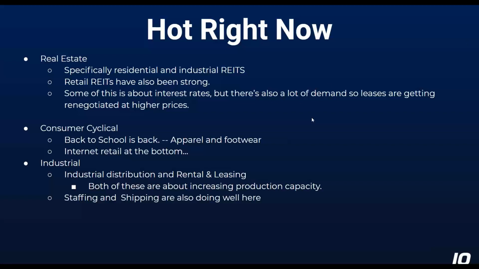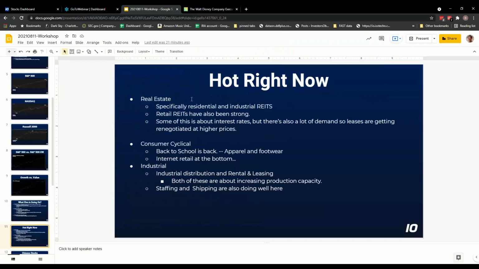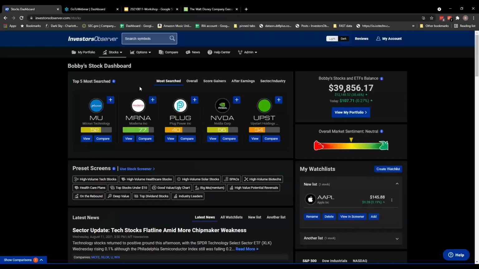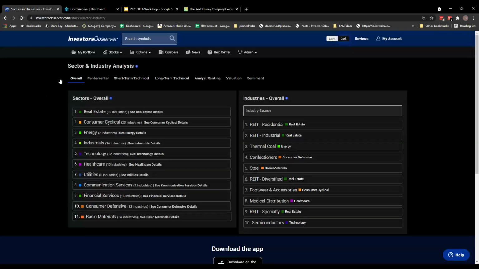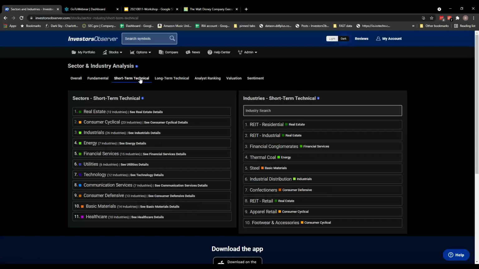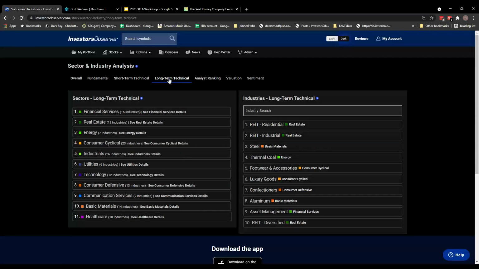So let me show you, while I'm looking at this, where I got this. This comes from the website. You can go to the sector and industry tab here, and you can sort all of the sectors on the left and industries on the right by our scoring systems. If you want to see what stocks are up over the last month, you can look at the short-term technical score. If you want to see what's been hotter over the longer term, the last 6 months or more, the long-term technical score is where you go.